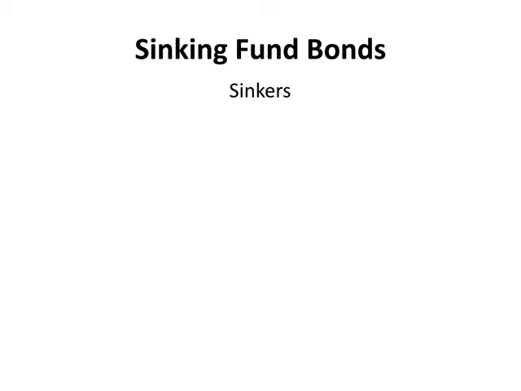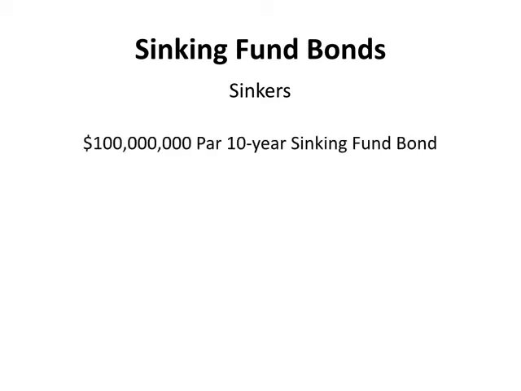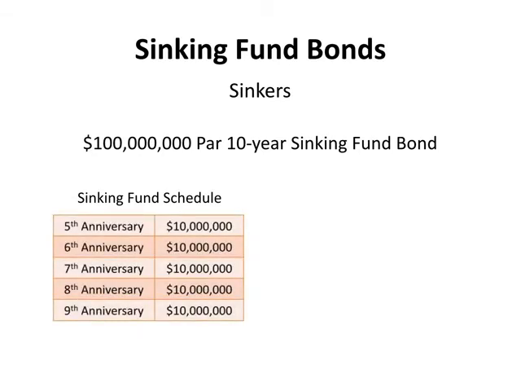An example of a sinking fund bond. Let's say there was a $100 million par value 10-year sinking fund bond with the following sinking fund schedule. The issuer is obligated to retire $10 million par value per year starting on the 5th anniversary of the issuance. By each of the 4 subsequent anniversaries, the 6th through the 9th, the issuer is obligated to retire another $10 million par value of bonds.